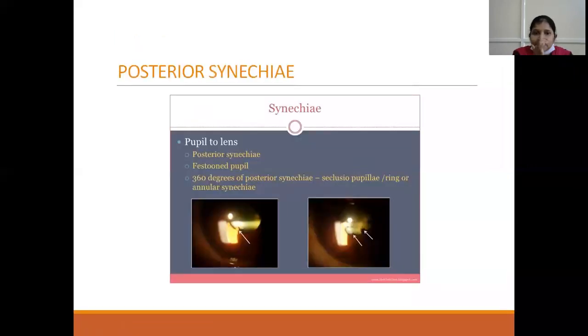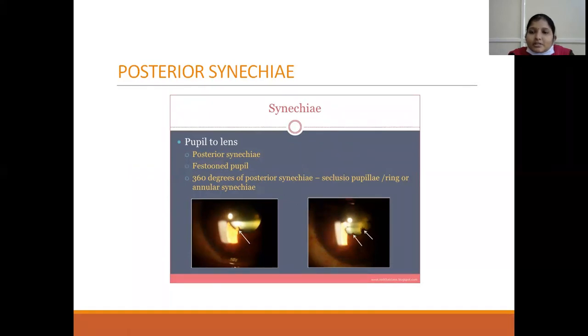Next, coming to posterior synechiae. I have already said synechiae means adhesion between the iris and the lens, or structures present behind it. Three types of synechiae I have mentioned: segmental, annular, and total posterior synechiae. So what is segmental posterior synechiae? When the posterior synechiae are present in certain quadrants. Here you can see segmental posterior synechiae. Only at particular quadrants there is adhesion of the iris to the lens, and the remaining part is free. So this is called segmental posterior synechiae.